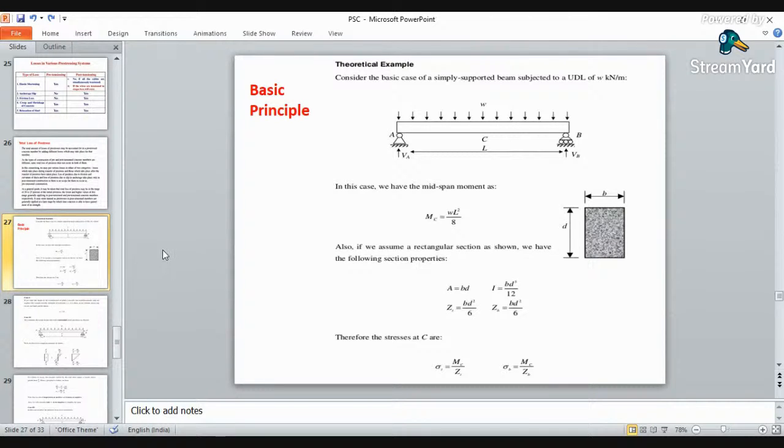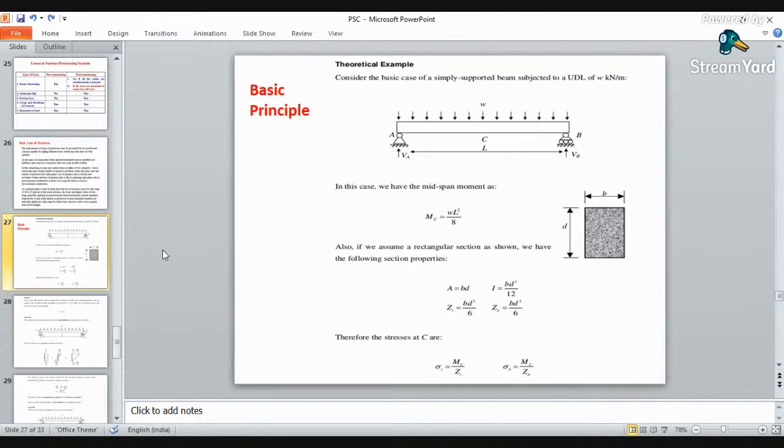So just observe this figure. Consider the basic case of a simply supported beam being subjected to a UDL. Now if you are considering a UDL, what are the various forces we have to consider? First one is the direct stress. Second one is stress because of the eccentric tendon, then because of the external load.